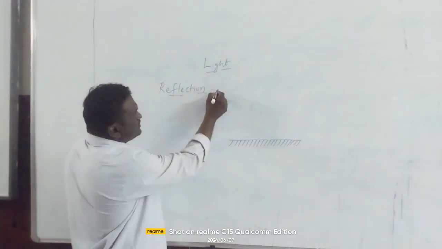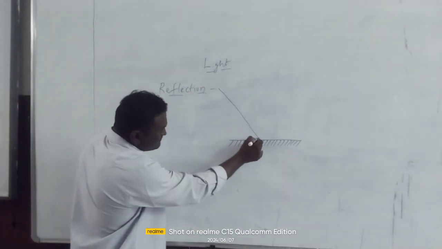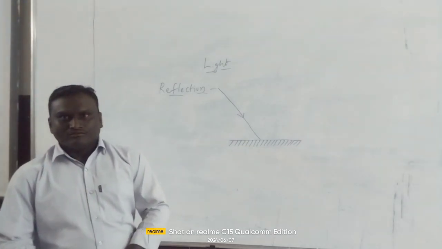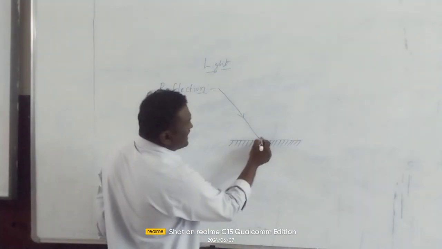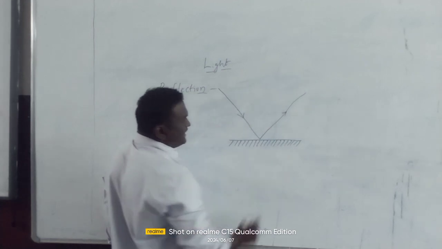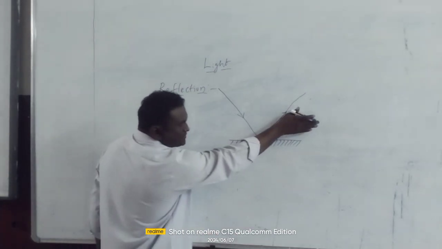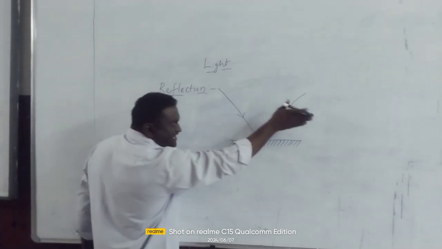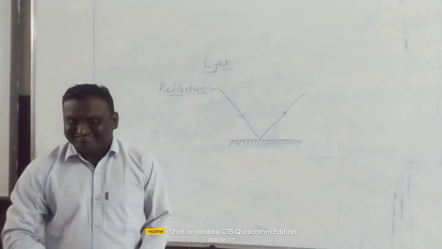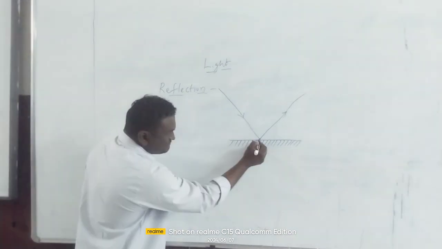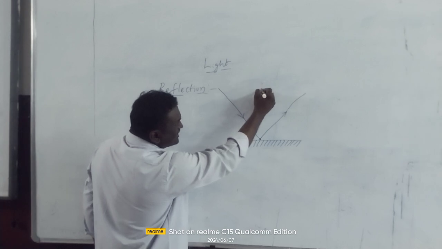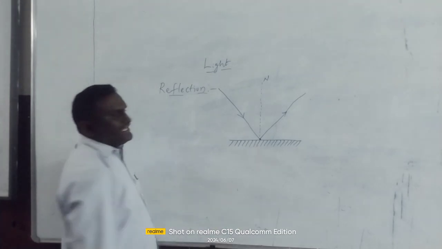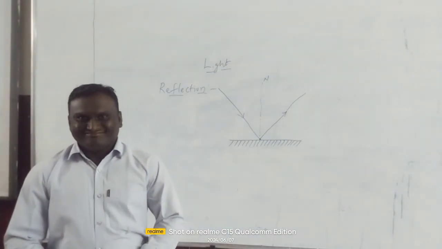Here the ray is passing onto the mirror. After reflection, it stays in the same medium. Here there are two mediums: this is the first medium and this is the second medium. The ray passes through the first medium and after reflection stays in the same medium. This is called reflection. This point is called the normal. N is the normal.